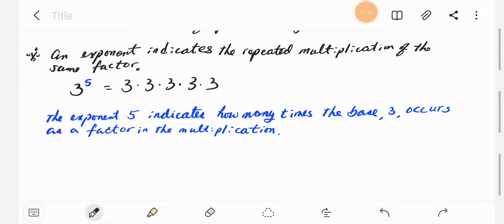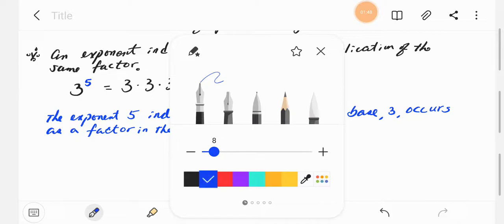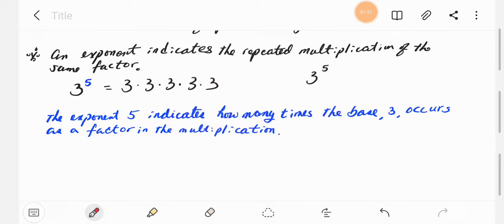Alright, so let me write it here. 3 to the 5th power. This means the exponent, 5, is called what? Exponent, right? And the one just below this 5 is called the base. So the base 3 is multiplied how many times? 5 times.